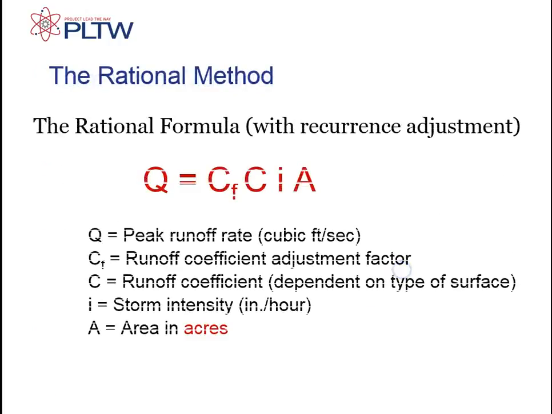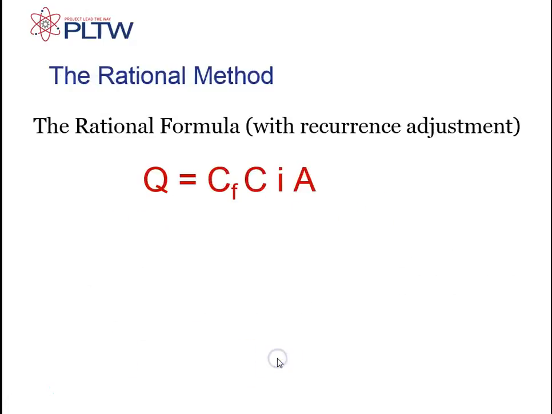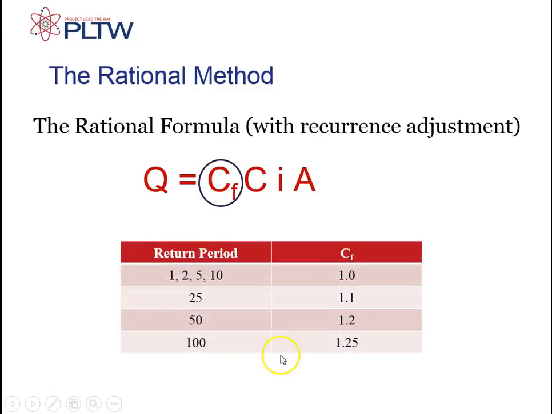So this is the formula we're going to be using. Take a minute, write this down, and write down what each of these means. So the first one is based on what kind of storm we have. So this is like a 100-year storm. CF would be a 1.25. If it's a 1-year storm, it would be a 1.